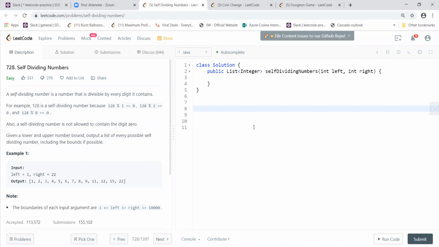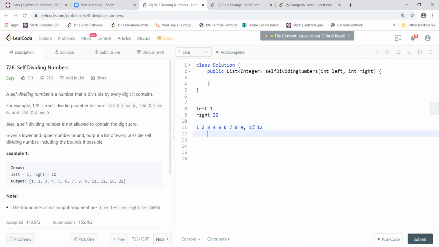So for example, if the left is 1 and the right is 22, we can start from all numbers starting with 1, 2, 3, 4, 5, 6, 7, 8, 9. One digit numbers are self-dividing numbers, so we have to include all of them. We cannot include 10 because it has 0 in it. The next one is 11, and both digits of 11 are 1, so it can be divided, so it's a self-dividing number, and then 12 in a similar way.